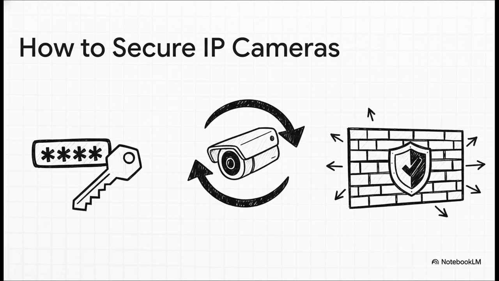Number one, use strong, unique passwords. Please, please, please change the default password. So many cameras ship with something silly like admin or 1234, and that's the first thing hackers try. Number 2, keep the camera's firmware updated. Just think of firmware as the software inside your camera. Companies put out updates all the time to patch security holes. And number 3, make sure your cameras are behind a secure firewall. Just doing these 3 simple things makes a world of difference.